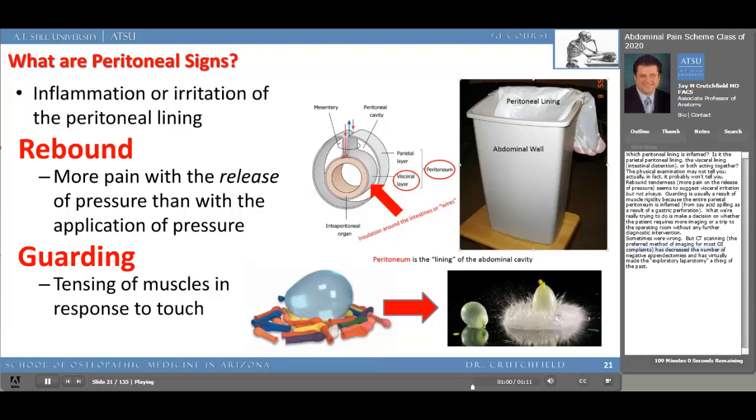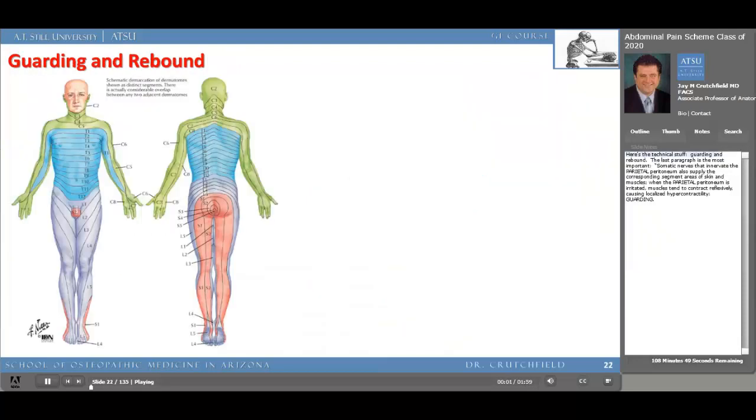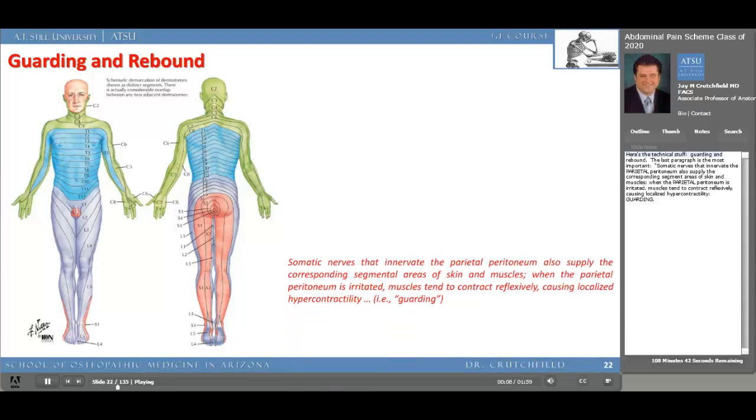So here's the technical stuff, guarding and rebound. The last paragraph is probably the most important. Somatic nerves that innervate the parietal peritoneum also supply the corresponding segment areas of skin and muscle. When the parietal peritoneum is irritated, muscles tend to contract reflexively, causing localized hypercontractility, otherwise guarding. I don't like to generally read from my slides, but this slide is important, and you need to take a minute to go over it, read it, and make sure that you understand it.